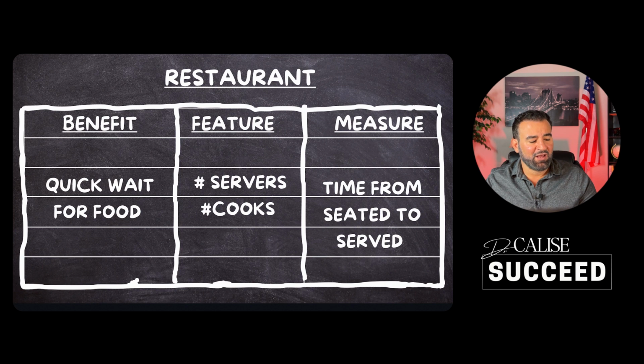So, benefit. What is the end result that the target audience needs to have in order to have a high quality experience? Well, they need a quick wait time for their food to come out. You as the business owner, how are you going to ensure that? You're going to ensure that you're properly staffed with your wait staff as well as your cooks in the back. How are you going to measure to ensure that food is coming out at an adequate time? Well, you're going to measure the time from when someone is seated and their order is taken to when the food actually comes out.